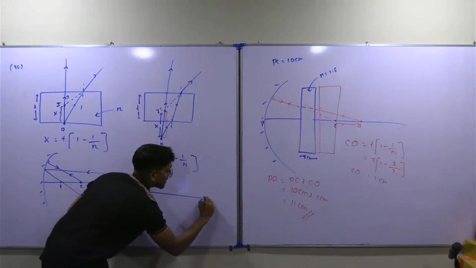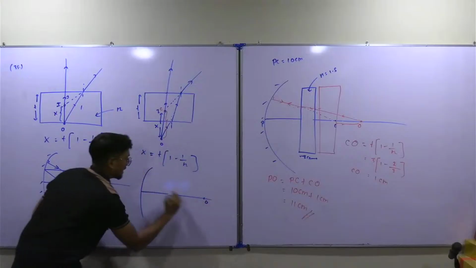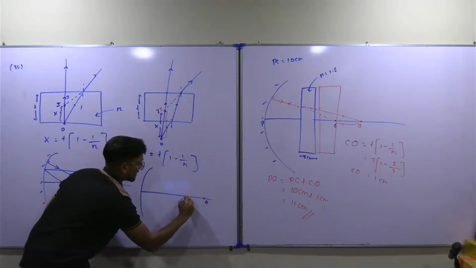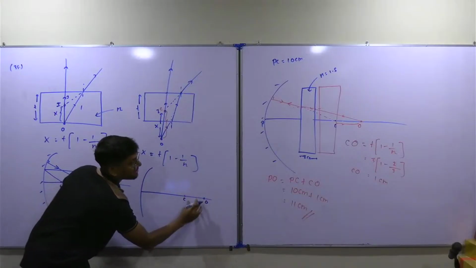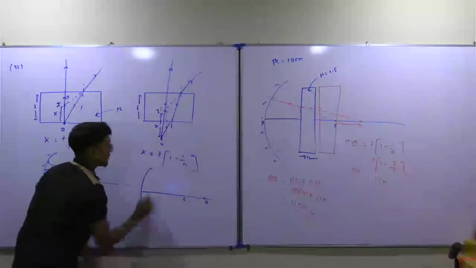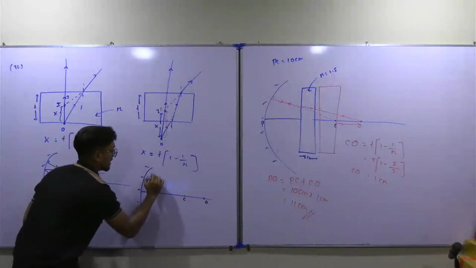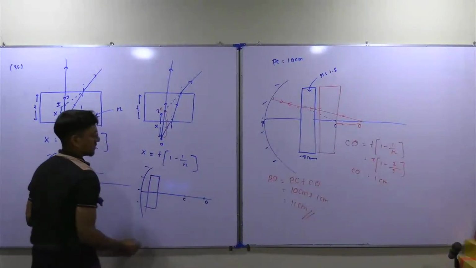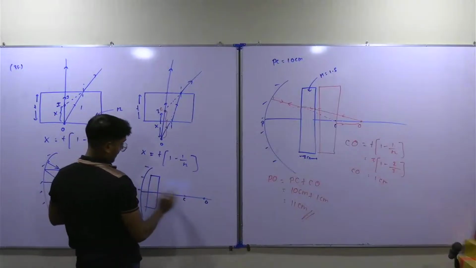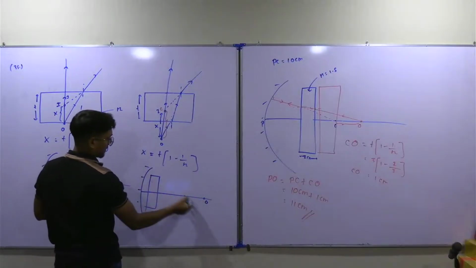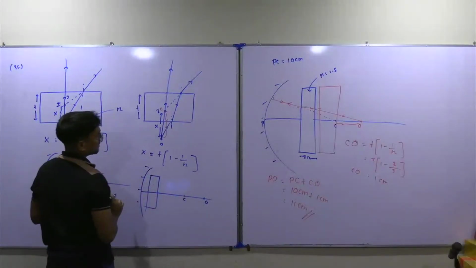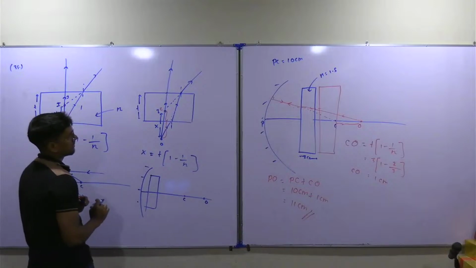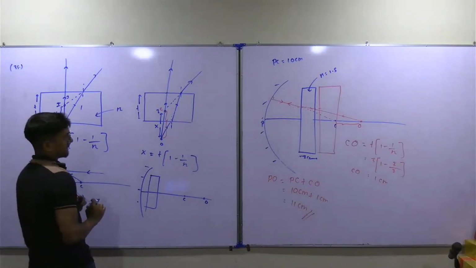This is the location of the object, and this is the center of curvature. This distance is 10 centimeter. This is 1 centimeter. We found it. We can place the glass block here, no issue. When you place the glass block here, the light ray will appear to travel from C. Clear? Appear to travel from C.